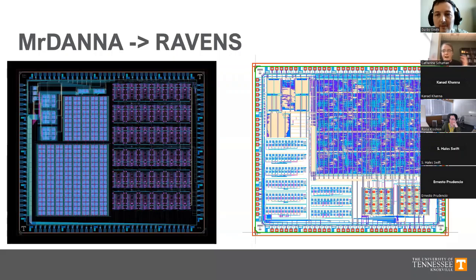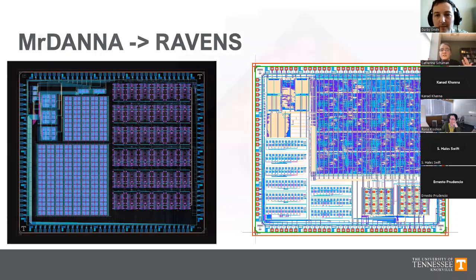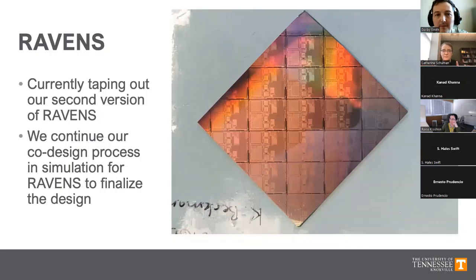We are actively doing this co-design process on our new version of our memristive hardware, RAVENS. We took a lot of the design decisions we learned over the course of the co-design process in MrDANNA and plugged those into what we're doing with RAVENS now. We are currently taping out a second version of our RAVENS system. This is a piece of the wafer for our first version. And we are actively doing all of this simulation.